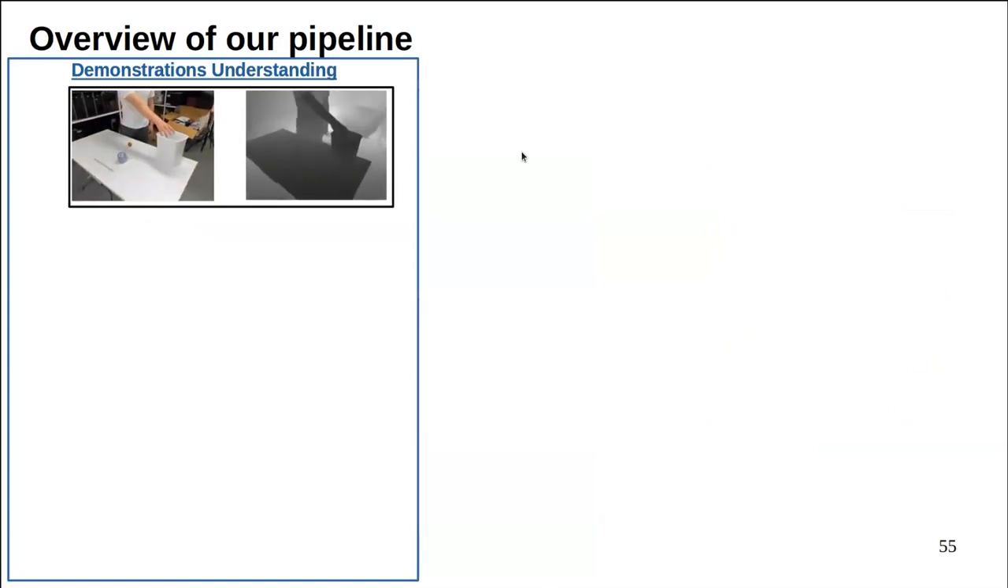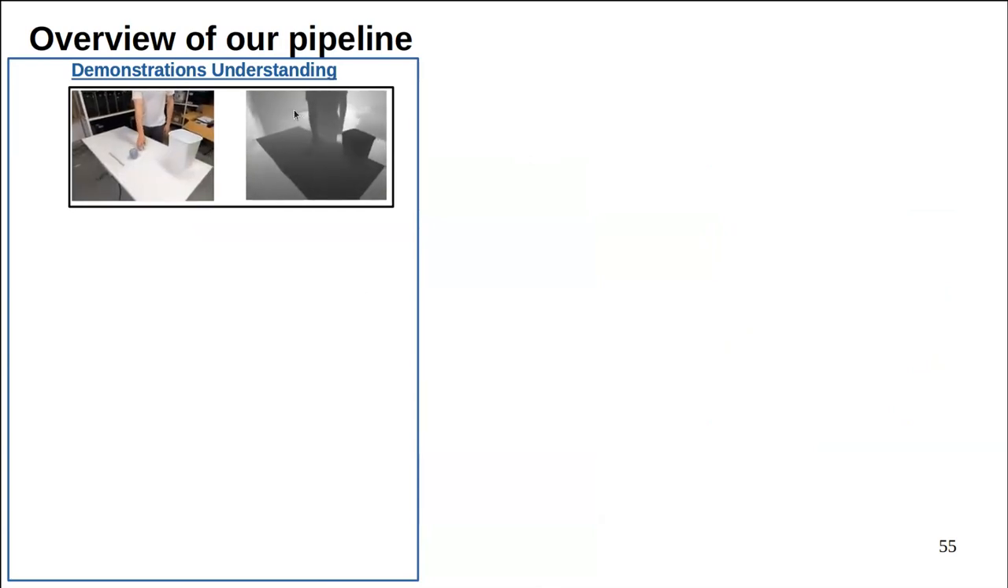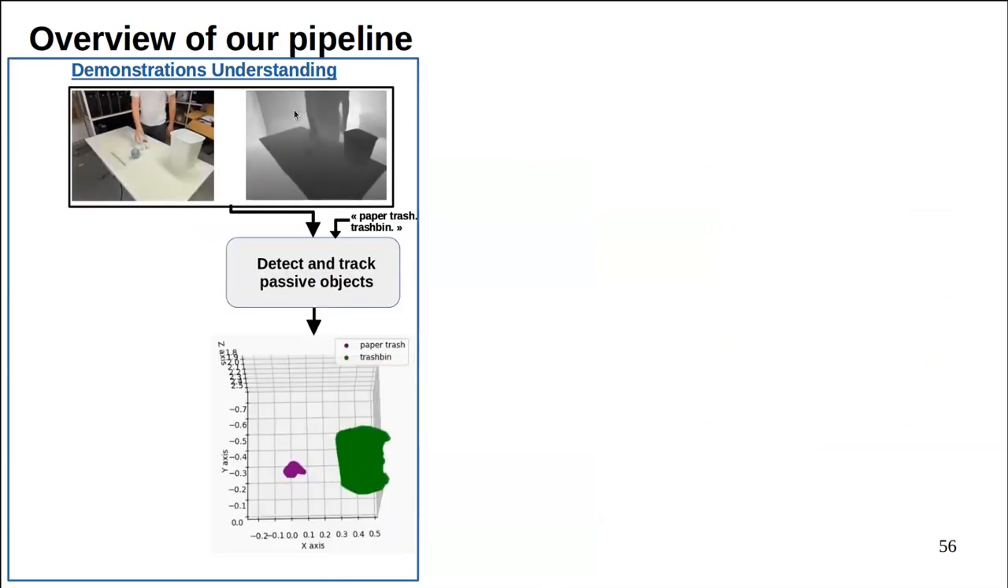So now we can start to dive into our demonstration understanding pipeline. So we have our demonstrations. And as we explained in the introduction, first we want to detect and track our passive objects in the scene, so the trash bin and the paper trash.